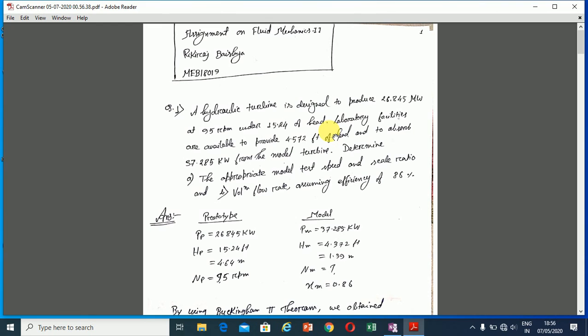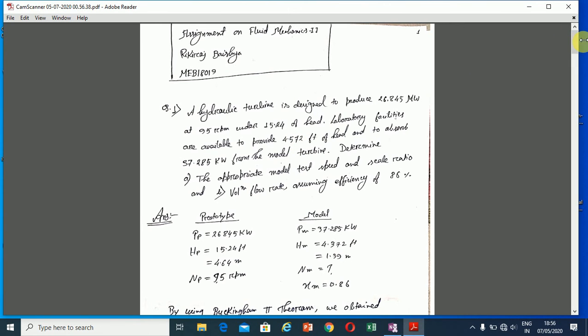Question 1. A hydraulic turbine is designed to produce 26.845 MW at 95 RPM under 15.24 of head. Laboratory facilities are available to provide 4.7572 foot of head and to absorb 37.285 kW from the model turbine. Determine A. The appropriate model test speed and scale ratio. B. Volume flow rate assuming efficiency of 86%.